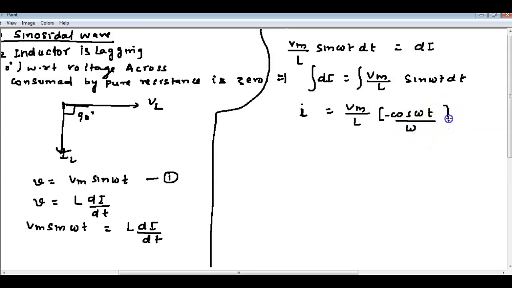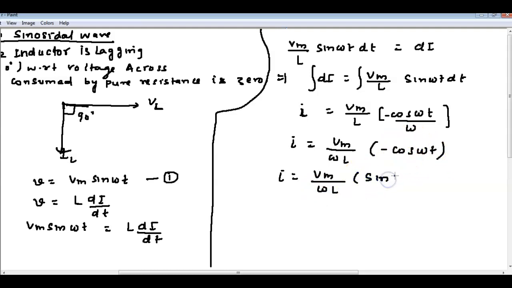From where to where? Just we are integrating voltage, so we don't need to put the limit here, because we are just finding the current. We are not finding the total area or anything here. So just write as it is. So I is equal to Vm by omega L times minus cos of omega t, and this cos I can write as sine of 90 minus theta, so omega t minus pi by 2.